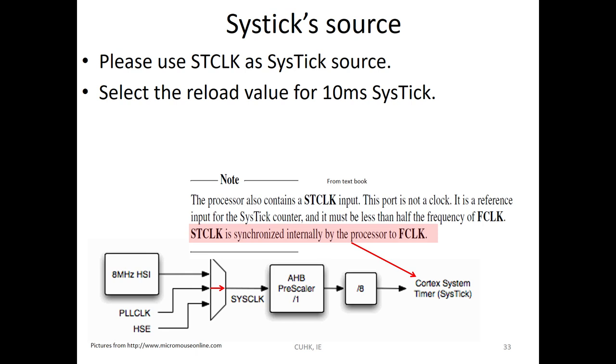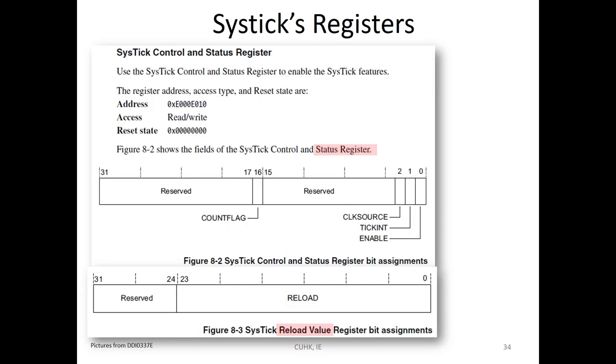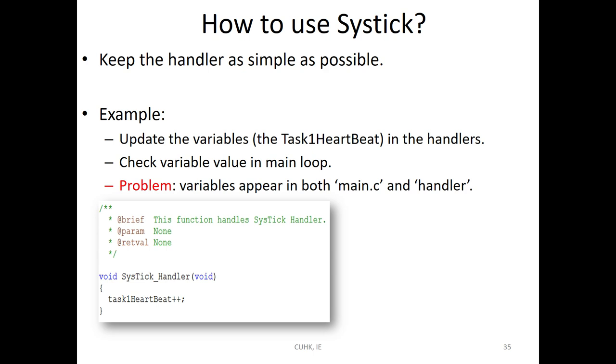This part may not be important, because SysTick, unlike other counters, is related to the system call. Sometimes with the system call, the number is 8. Compared to this, maybe the synchronization problem. To set the SysTick, you have to set the reload number and the control register. Very simple: reload number, select source, enable. Very, very simple.